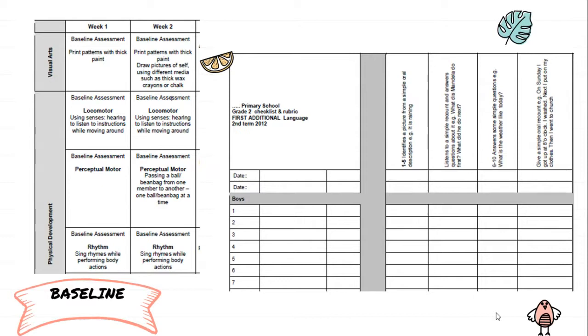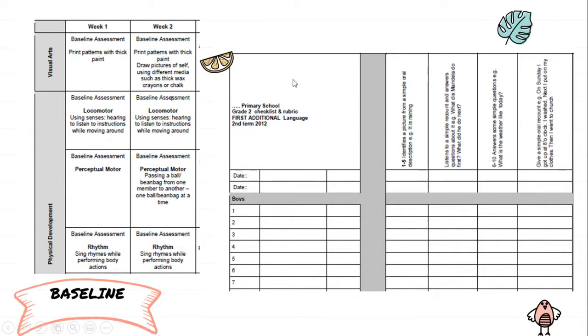So a baseline assessment normally happens at the beginning of the year or the beginning of a term, or when you're starting a new theme of work. So for example, here's a baseline assessment for grade R on this side, where you are seeing in the first week or 2 of school, can they print patterns with thick paint, or for example, their physical development. So for grade R, these are the things they would have covered in grade double naught if they had gone to double naught.